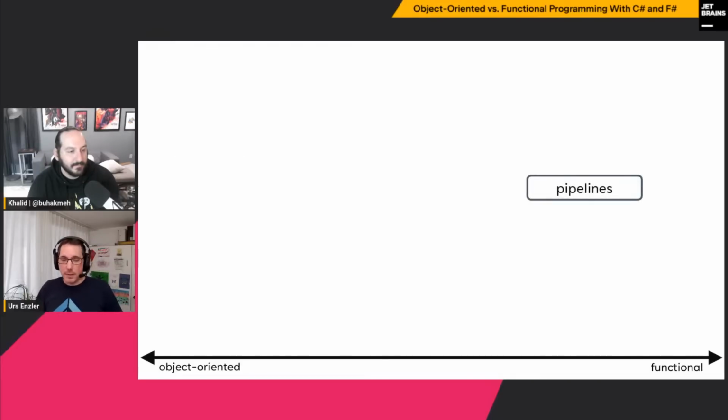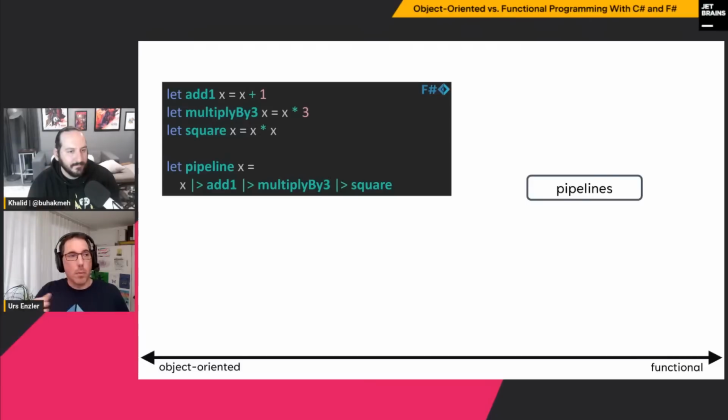Then we have pipelines. Pipelines are an easy way to compose bigger functions out of smaller functions. So at the top, I have three functions: add 1, multiply by 3, and square. And I can build a new function called pipeline, where I say, okay, take x, the input argument, then first add 1, then multiply it by 3, and then take the result and square it. So it's like on the command line when you use a pipe.